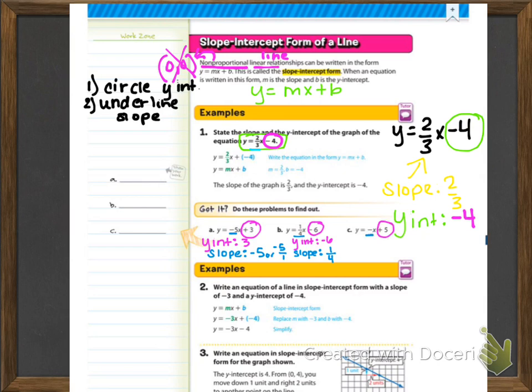Check your next one. Now the next one is a little different just because you're not used to seeing it with just the -x. So let's start with the easy part, which is going to be the y-intercept. As you can see, we've already circled it. The y-intercept is 5. And then the next part is going to be the slope.